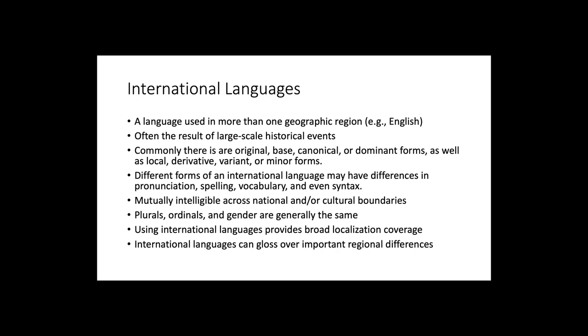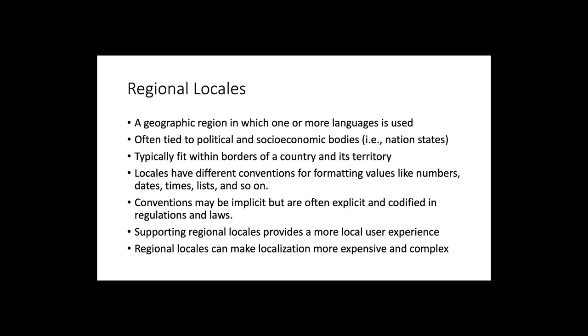In simple terms, a regional locale is a geographic region or territory in which, among other things, one or more languages is commonly used. Regional locales are often tied to particular political and socio-economic bodies, for example, nation-states, and they often fit, or have artificially been made to fit, within the borders of a particular country and its territory.